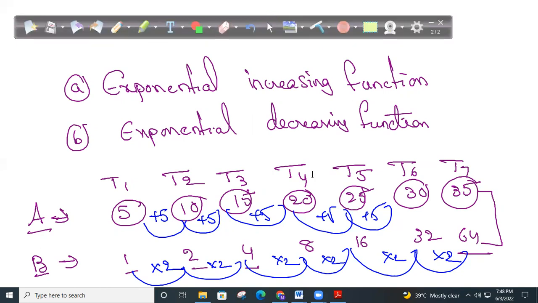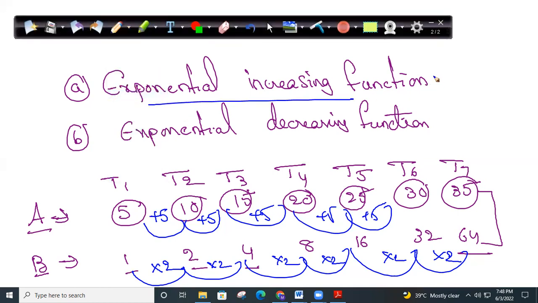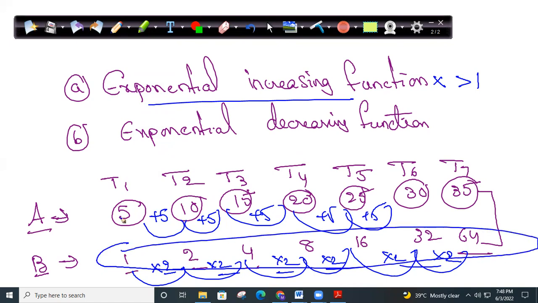So what is an exponential function? Exponential means multiplication. You know multiplications? Exponential means multiplication. Now I have two things here, increasing and decreasing. What is the meaning of increasing? Multiplying with a number greater than 1. I'm multiplying with 2, 2, 2, 2, 2. So is this an exponential increasing function or decreasing function?